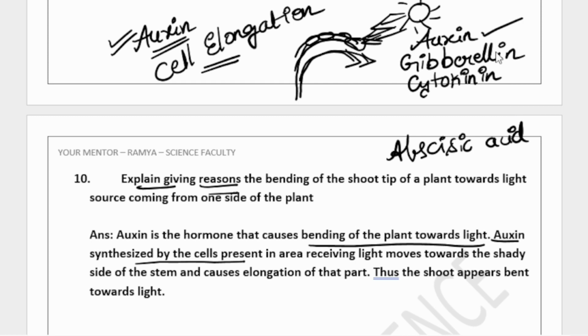The function of auxin: it is present in the shoot tip of the plant and helps in cell elongation. Gibberellin helps in the growth of the stem. Cytokinin helps in cell division. Abscisic acid helps in stopping the growth of the plant. We say it inhibits the growth of the plant.